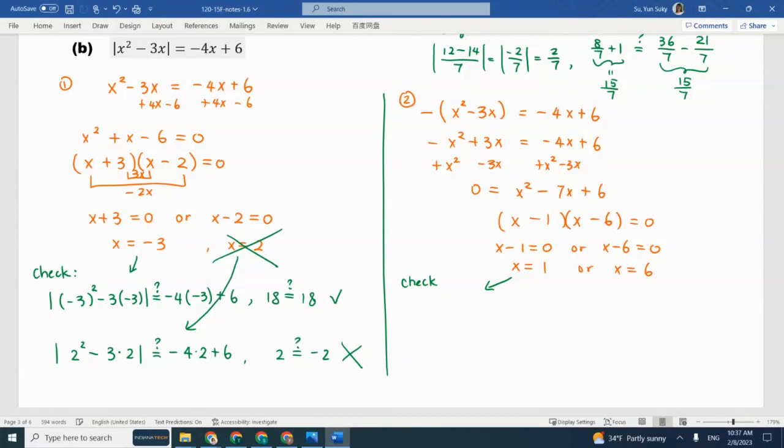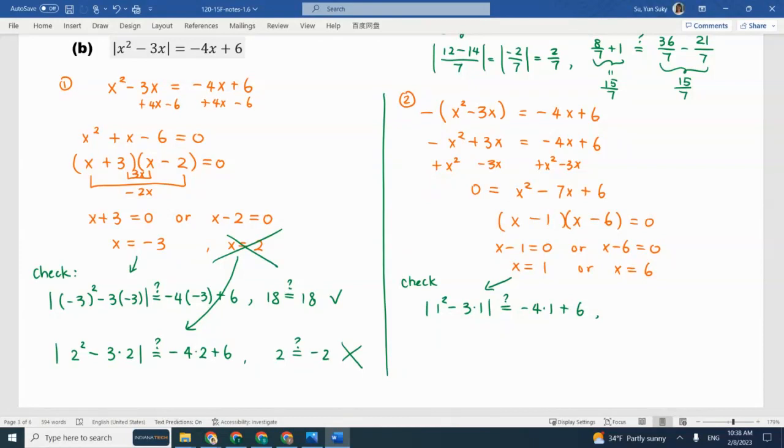So when x equals 1, we get 1 squared minus 3 times 1. Is it equal to negative 4 times 1 plus 6? Yeah, this is negative. Huh? Negative? Oh, here? Where? It's negative? Oh, right. Okay, when we plug it in, don't plug in this one.